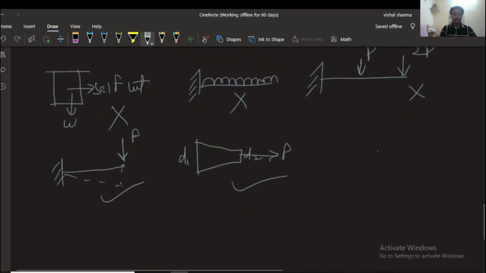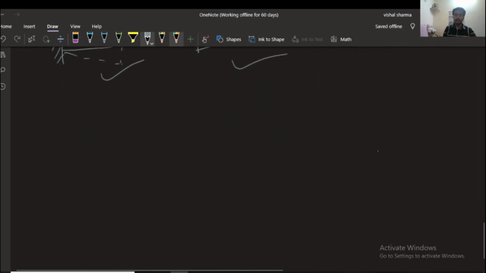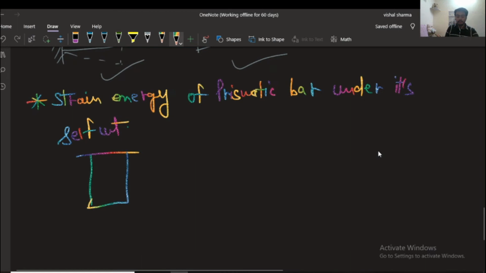Okay guys, now we are moving to find the strain energy of a prismatic bar under its self weight. There is a beam which is having the area A, modulus of elasticity E, and gamma, and the length of the beam is L.